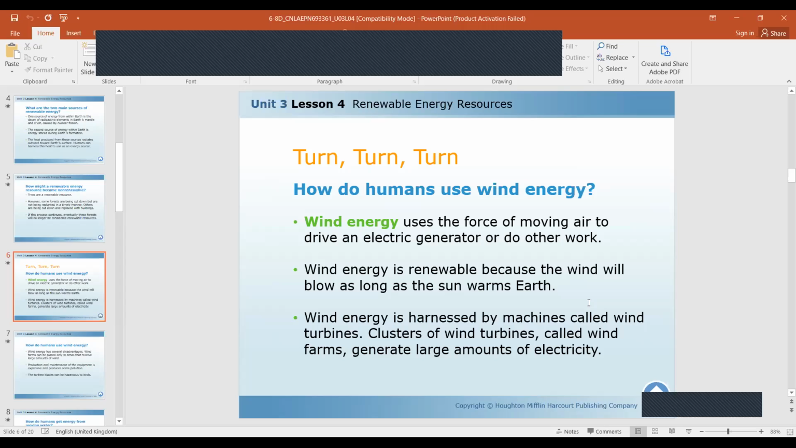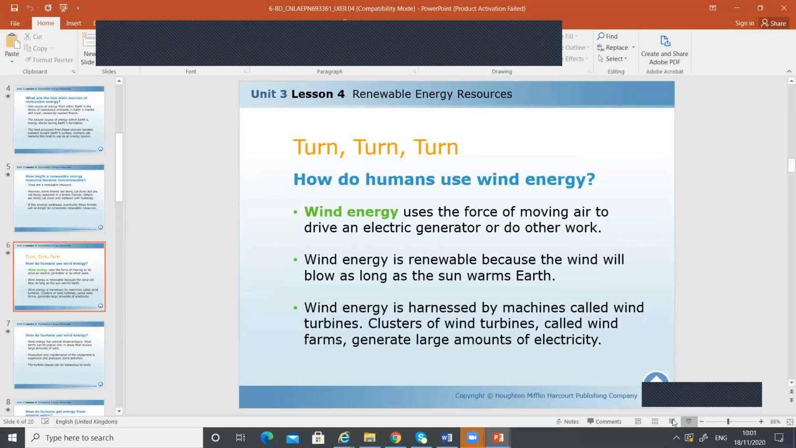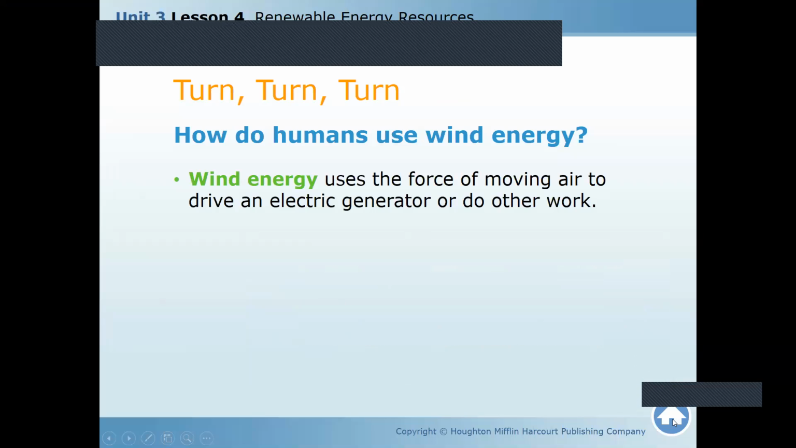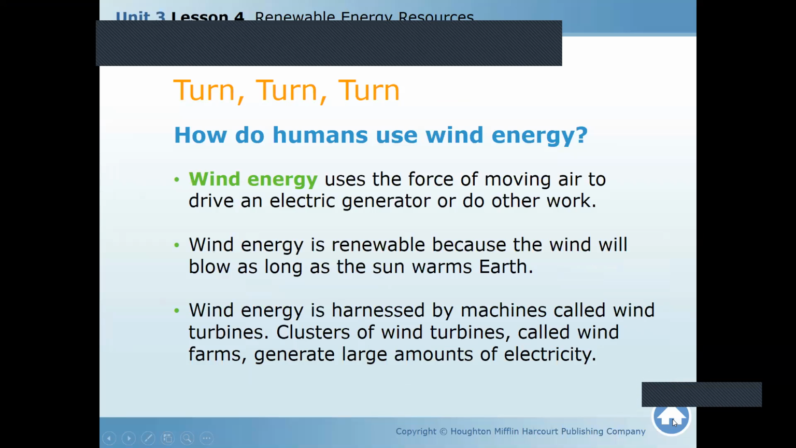Wind energy is harnessed by machines called wind turbines. Clusters of wind turbines are called wind farms. You know how a wind turbine looks like, girls? A tall building with like a fan. It looks like that standing fan, the table fan. Yeah, clusters means group, girls. Clusters means so many wind turbines.